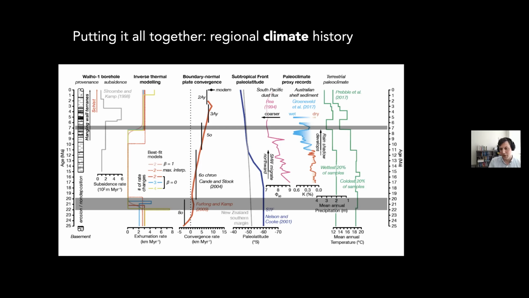Two other proxies for paleo westerlies are dust flux coarseness, from a record from the South Pacific, and the amount of sediment discharge to the Australian shelf. This is interpreted to be a paleo wetness versus dryness record. And these both increase from about 11 to 7 million years. I would argue that this is a period of strengthening of the southern hemisphere westerlies. It may be that the westerlies migrated and then changed in their intensity.